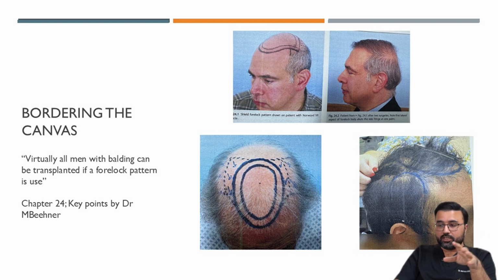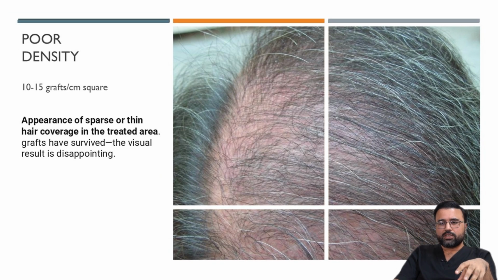So bordering the canvas, as in these pictures, and these three most important designs, the frontal forelock, the shield forelock, and the parietal humps, is most important for creating the natural and cosmetic position for the grafts. Now, what does poor density mean? Poor density means the appearance of sparse or thin hair coverage in the treated area. We see so many cases every day in which hair transplant is done and graft survival is okay, but usually, in my own case, I put 10 to 15 grafts per centimeter square because the number of grafts was less, and I was thinking that 10 to 15 grafts would be good.